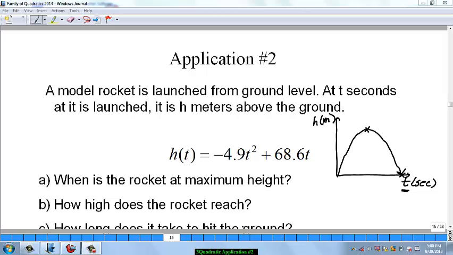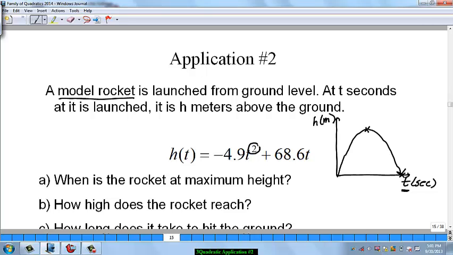Today we're going to talk about quadratic application number 2. A model rocket is launched from ground level. At t seconds after it's launched, it is h meters above the ground. So over here you see where I drew a little picture because they gave us this formula, h of t equals negative 4.9 t squared plus 68.6 t.